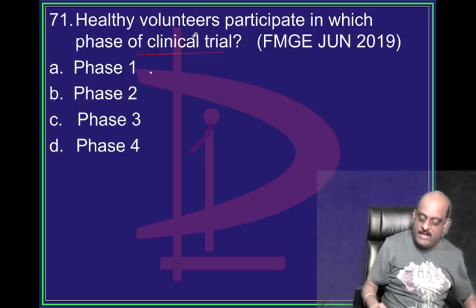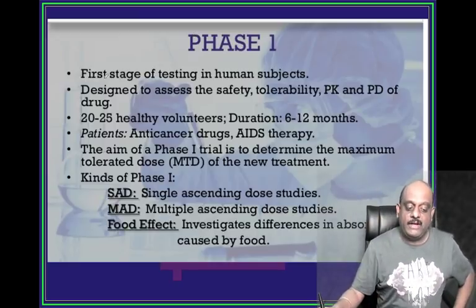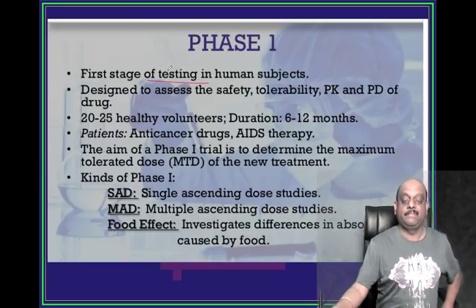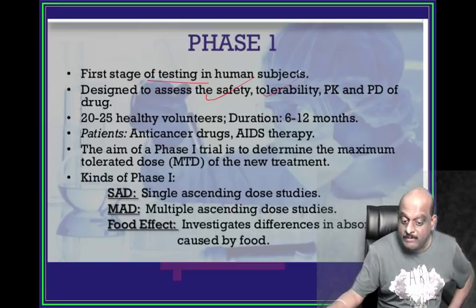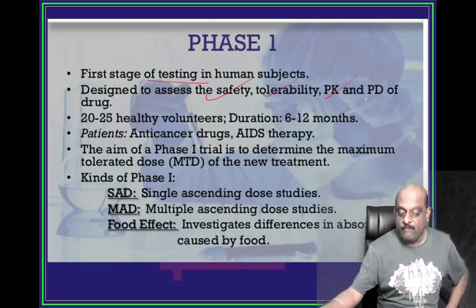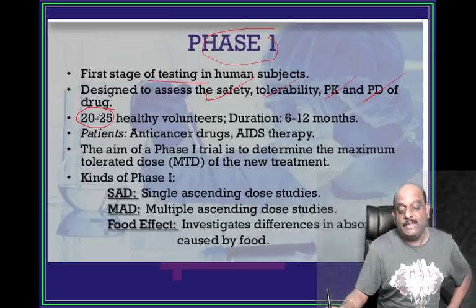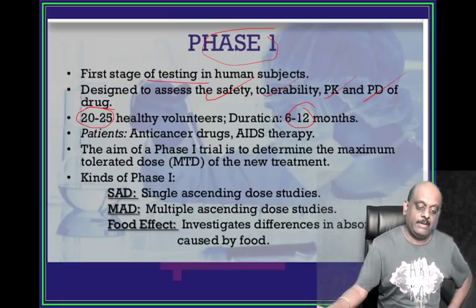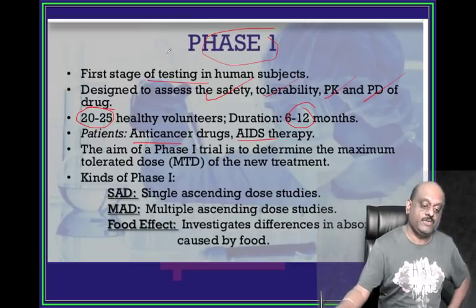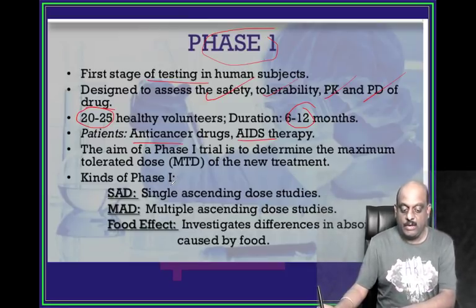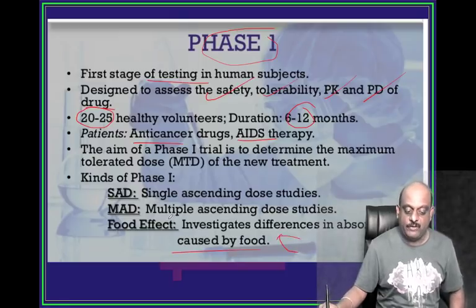Yes, doctor. Phase 1, absolutely right. Phase 1 is the first stage of testing. You want to know the safety, tolerability, pharmacokinetics, pharmacodynamics. Phase 1: 20 to 25 healthy volunteers, 6 to 12 months. Anti-cancer drugs, AIDS therapy, phase 1 example. Now, it investigates the differences in absorption caused by food.